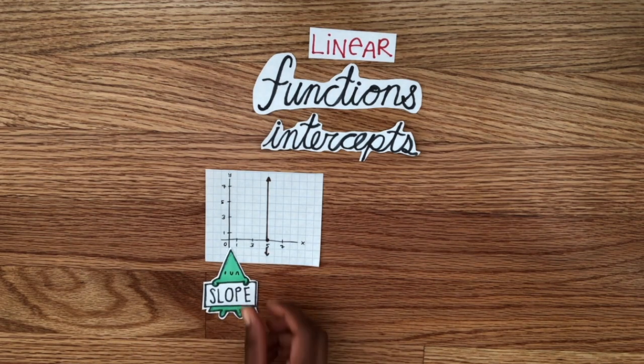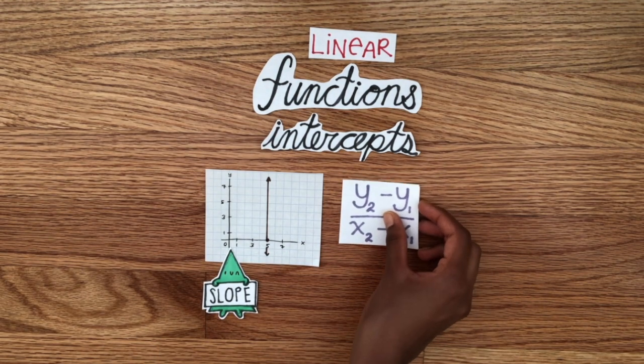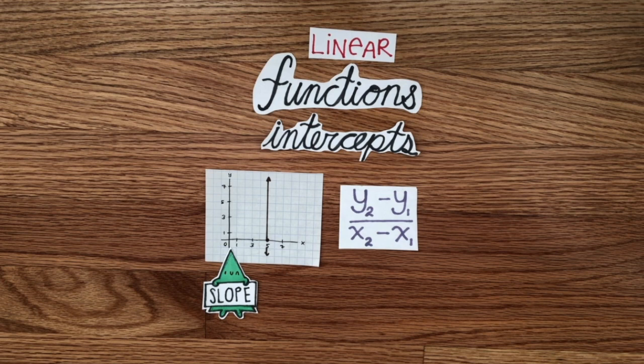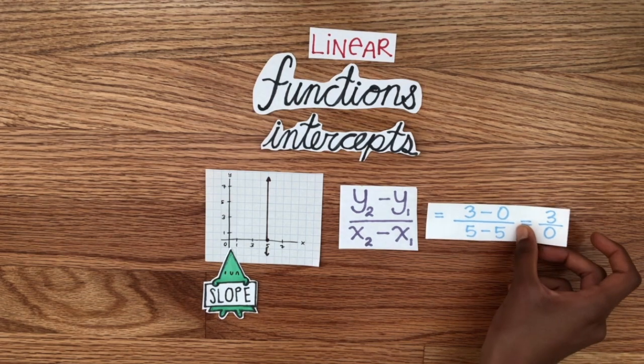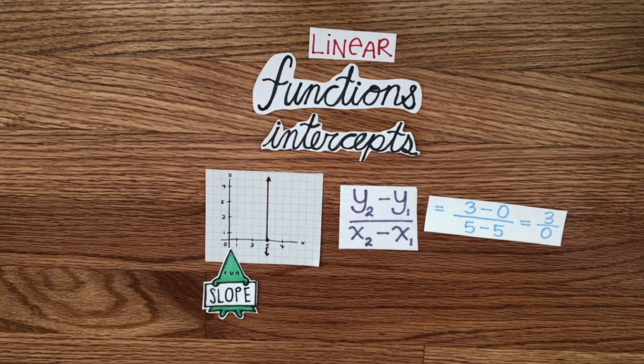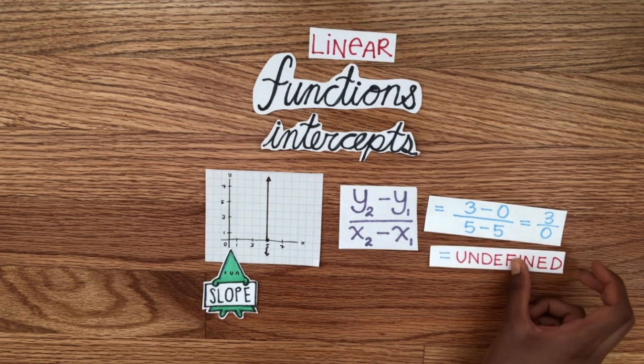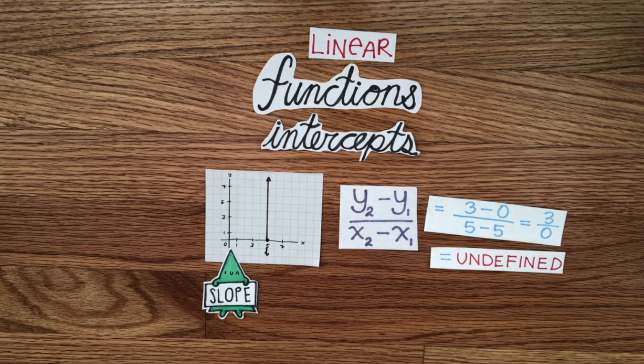The slope of this graph would be undefined because if we plugged in some points into the equation, such as (5, 0) and (5, 3), the equation comes out to be 3 over 0, which we know is impossible because the denominator of a fraction can never be 0. You can also think about it like this. There is a rise but no run, so it would be some rise over 0, which as we know is undefined.